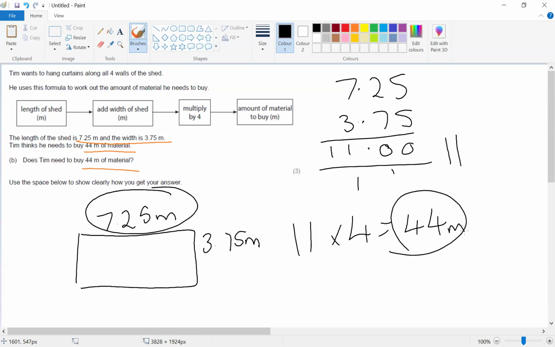Does Tim need to buy 44 meters of material? Yes, he does. And that's how you answer that question.